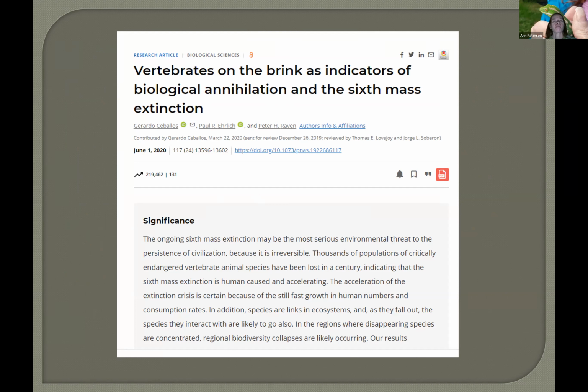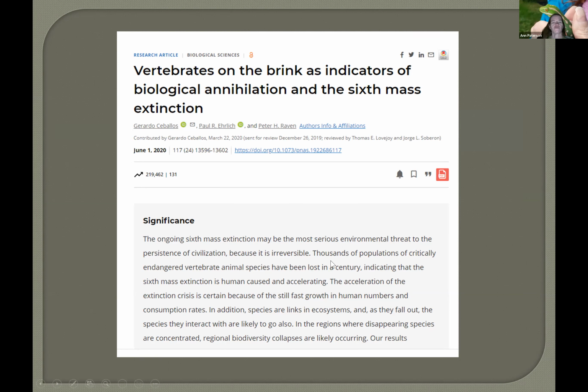prominent biologists, and they're arguing from 2020 vertebrates on the brink as indicators of biological annihilation in the sixth mass extinction. And basically, their argument is that this should be our number one concern because it's irreversible. You see this first sentence: the ongoing sixth mass extinction may be the most serious environmental threat to the persistence of civilization because it is irreversible. And I think so many people are unaware of this, even if they realize about other environmental issues, and yet it is such a crisis.